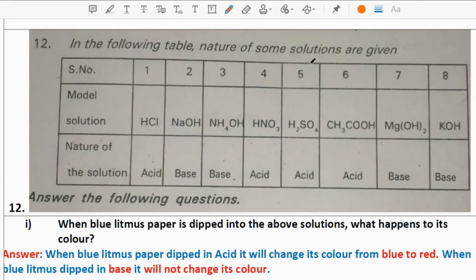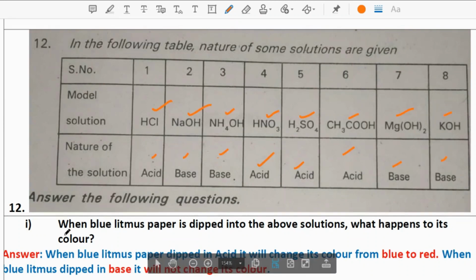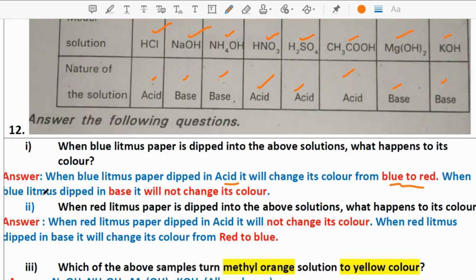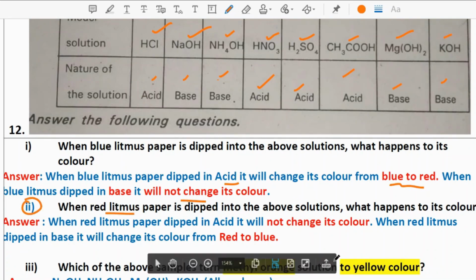In the following table, the nature of some solutions is given, students. When blue litmus paper is dipped into the above solutions, what happens to its color? We all know that when blue litmus is dipped in acid, it will change its color from blue to red. When blue litmus is dipped in base, it will not change color. Second one: when red litmus paper is dipped in the above solutions, what happens to its color? When red litmus paper is dipped in acid, no change takes place. When red litmus paper is dipped in base, it changes its color from red to blue.